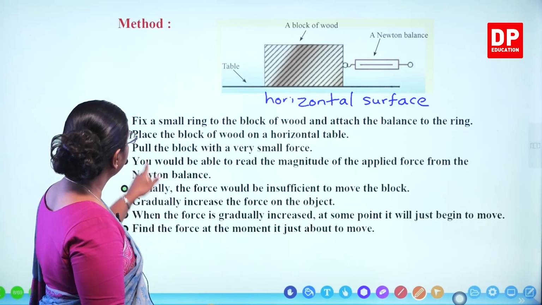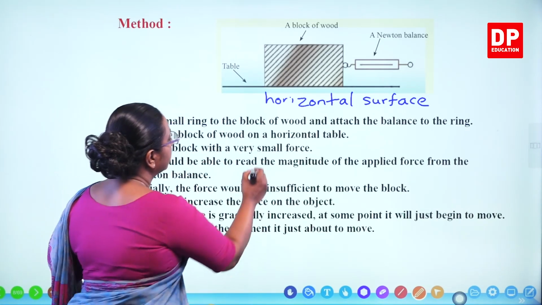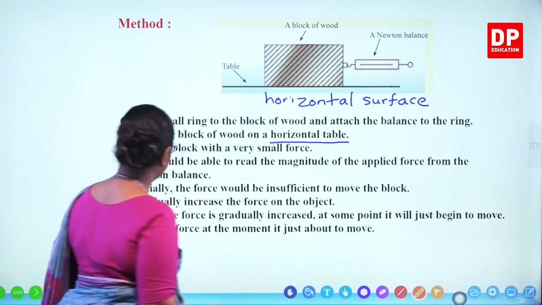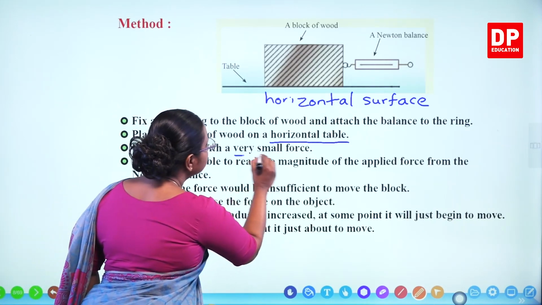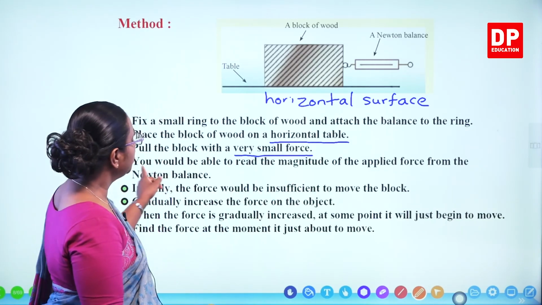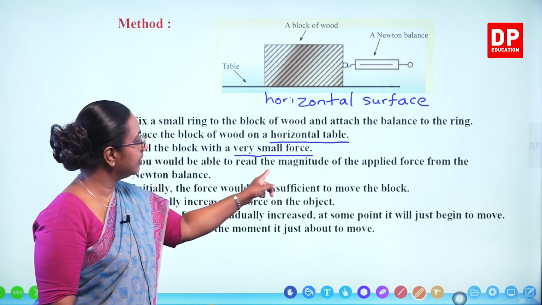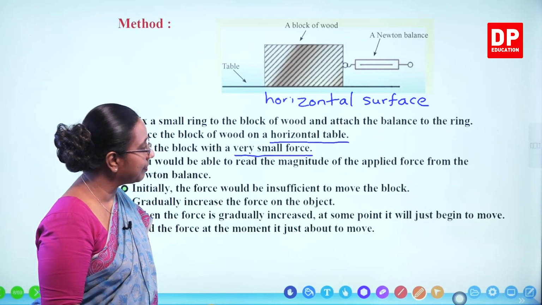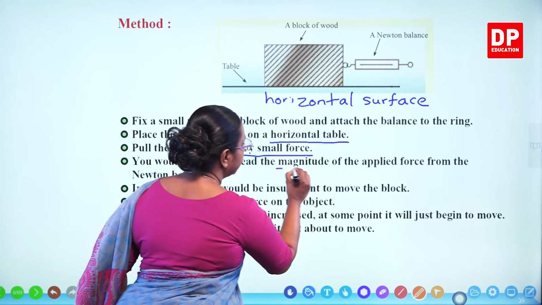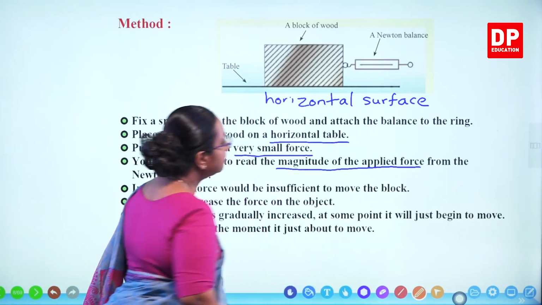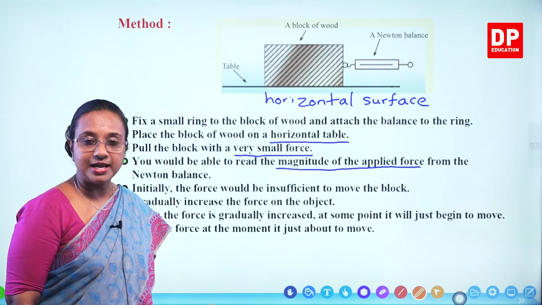The first step. Place the block of wood on a horizontal table. Pull the block with a very small force. You would be able to read the magnitude of the applied force from the Newton balance. So here we can read the magnitude of the applied force.